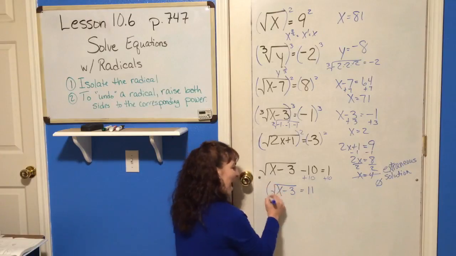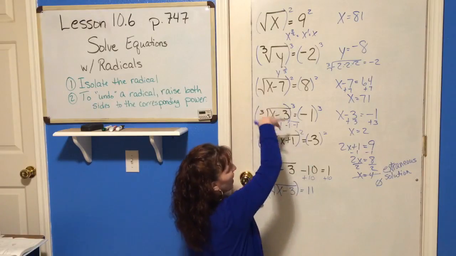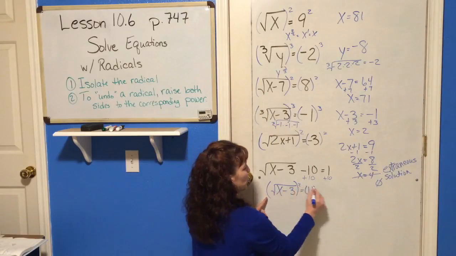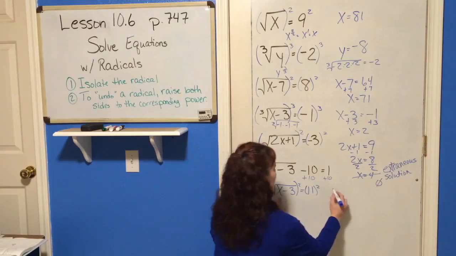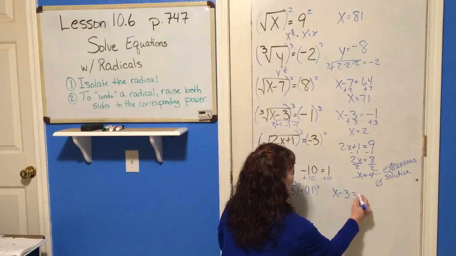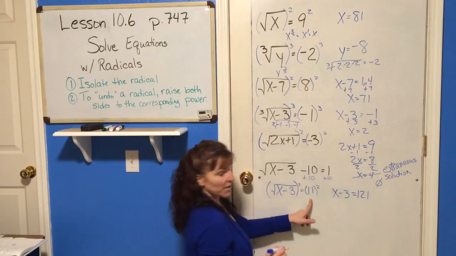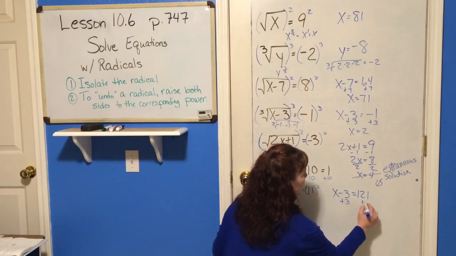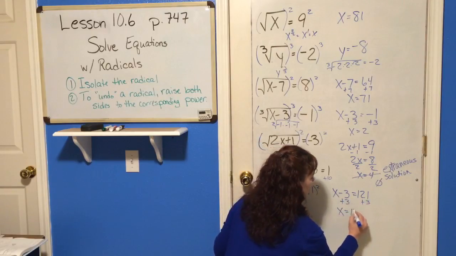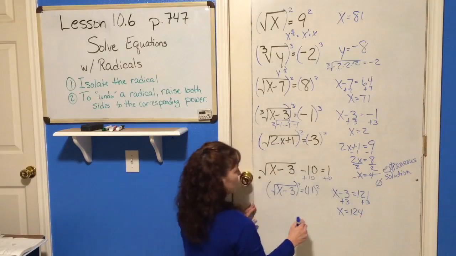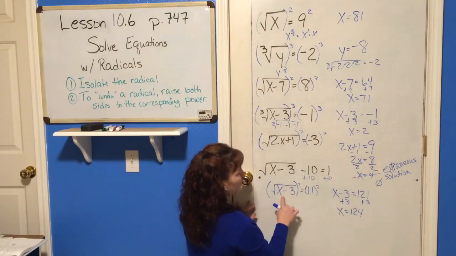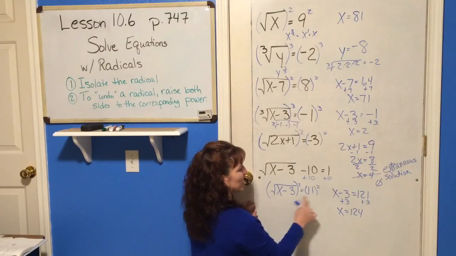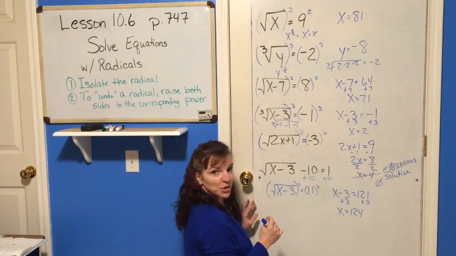All right. Now you're exactly at any of these steps. This is a square root, so you're going to square it. So now x minus 3 equals 121. 11 times 11 is 121. Add 3 to both sides. x equals 124. Check it just to be sure. 124 minus 3 is 121. The square root of 121 is 11. So it checks out and we're good to go.